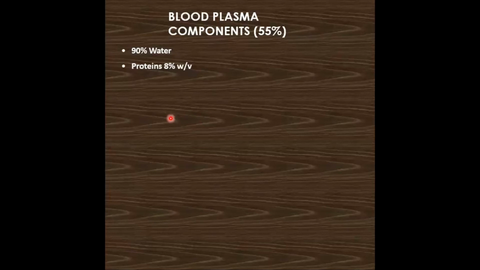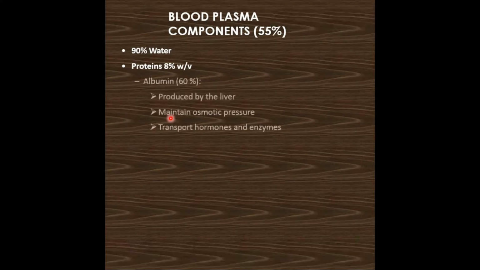Let's talk about blood plasma composition in detail. We know that blood plasma makes 55% of the total blood, out of which 90% is water, while the remaining 10% contains some proteins. That is almost 8% out of 10% is protein. There are three main types of protein. The first one, albumin, makes 60% of the total protein content of the plasma. Albumin is produced by the liver, maintains osmotic pressure, and helps to transport hormones and enzymes.